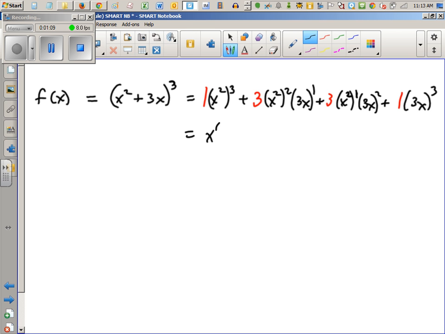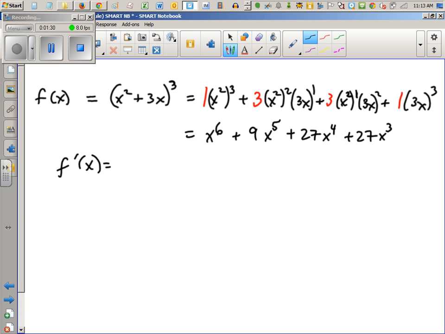So all this boils out to x to the sixth plus 9x to the fifth plus 27x to the fourth plus 27x cubed. And that's not a derivative, but here comes the derivative now. So I rewrote it nicely, and I got 6x to the fifth plus 45x to the fourth plus 108x cubed plus 81x squared. Okay? Everybody with me?